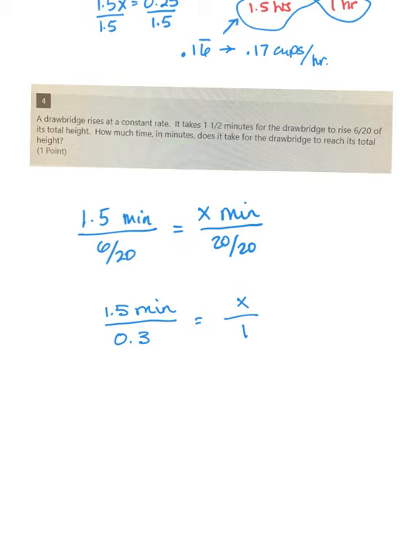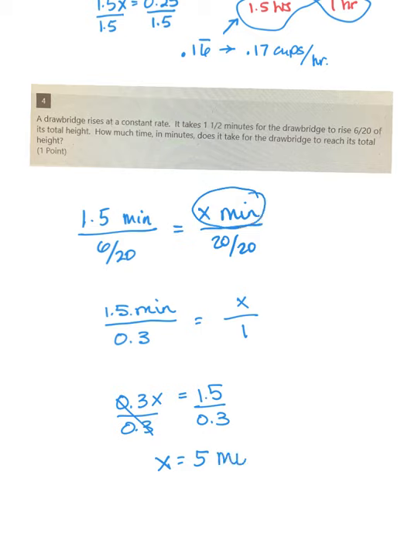Cross products, we have 0.3 times x is 0.3x, and 1.5 times 1 is 1.5. In our last step, just like before, we want to divide by 0.3, and 1.5 divided by 0.3 is 5. And if we look back up at our original problem, the x stands for how many minutes? So this means it would take 5 minutes for this drawbridge to reach its total height.